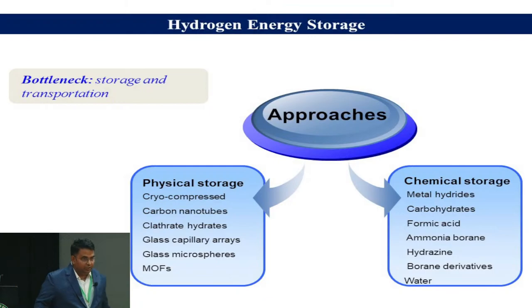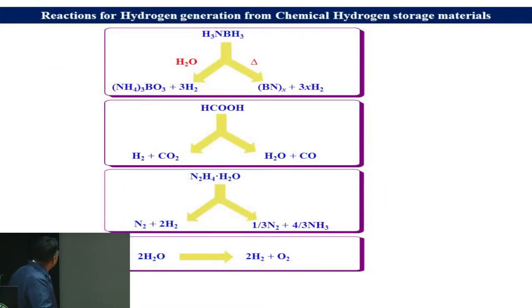Chemical storage is not like we are storing hydrogen in some chemical. In this, we are choosing chemicals which have a very high percentage of hydrogen, and that hydrogen is extracted from these materials at ambient conditions. For example, we have ammonia borane, which can produce hydrogen by hydrolysis or by thermolysis. Formic acid can decompose to hydrogen and carbon dioxide. Hydrazine can decompose to nitrogen and hydrogen, and water can be decomposed to hydrogen and oxygen.